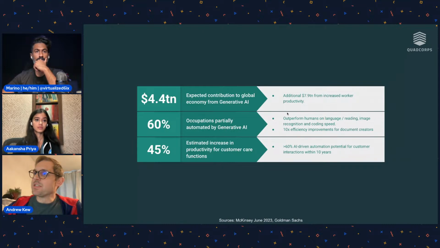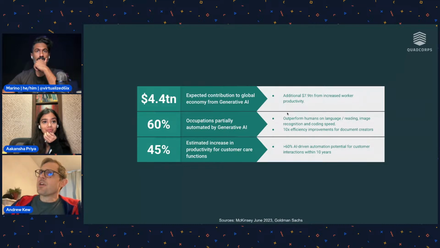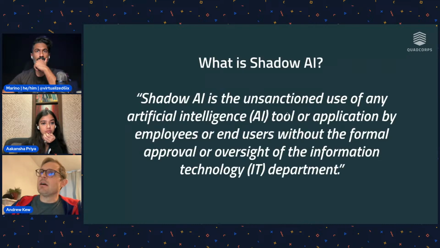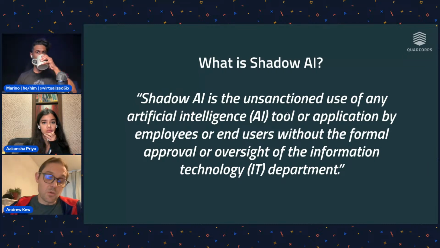So very interesting stats that came out of McKinsey last year. We spoke a little bit about shadow AI as well, and I just wanted to put a definition of it up there. For anyone who's listening, if you didn't know what shadow AI is, it's, like I mentioned earlier, the unsanctioned use of AI within organizations.